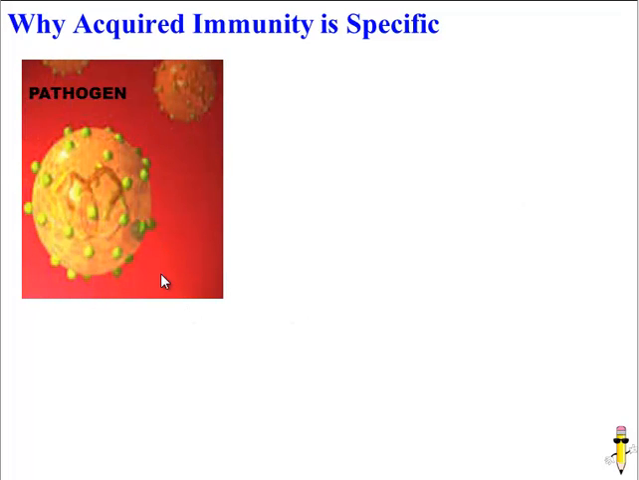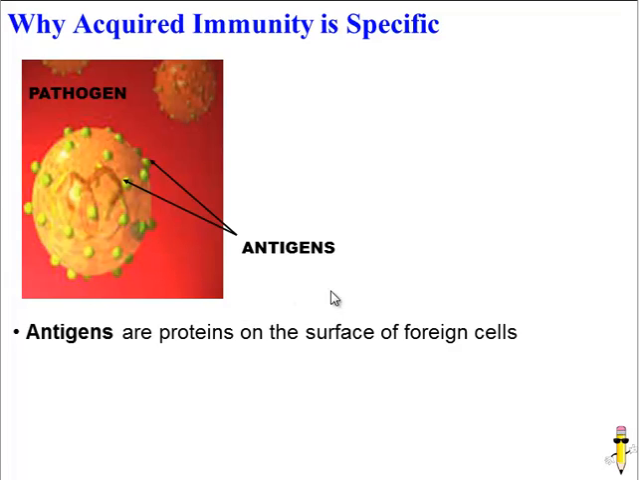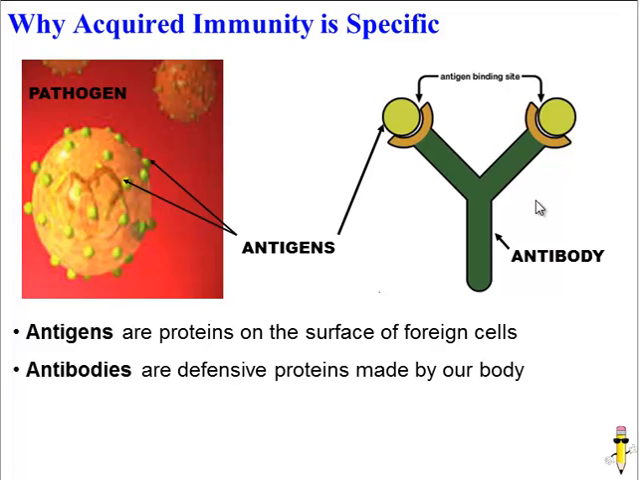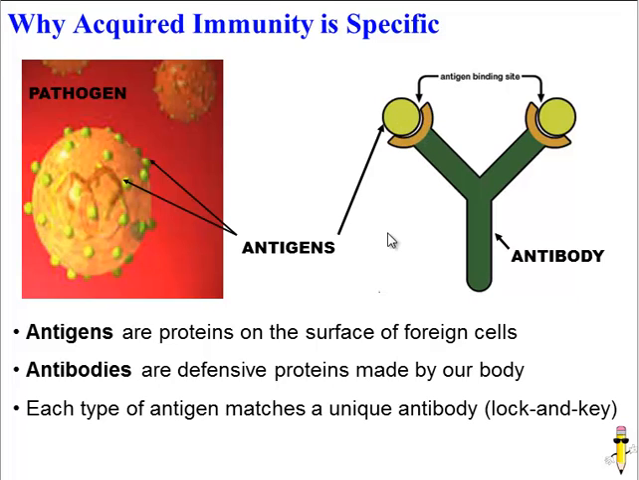So here is a pathogen, and if you look at the pathogen, there are little proteins on the surface. Those proteins are called antigens, and they're basically like chemical ID tags. They tell your body that this is a foreign cell that doesn't belong. And the way that those antigens are recognized is by antibodies. Antibodies are proteins that your body makes. They are defensive proteins. And as you can see, antibodies will bind to the antigens.